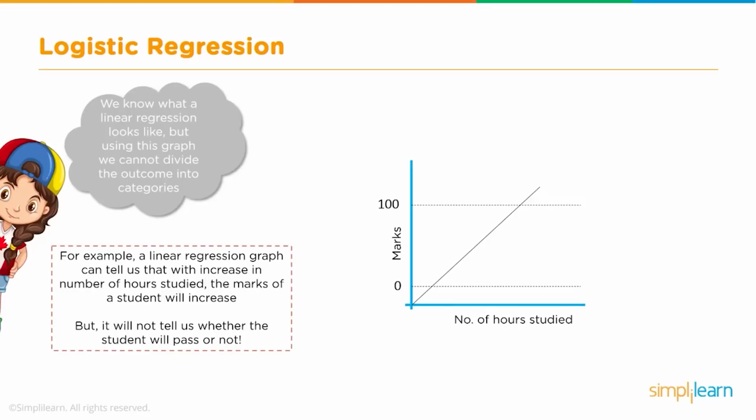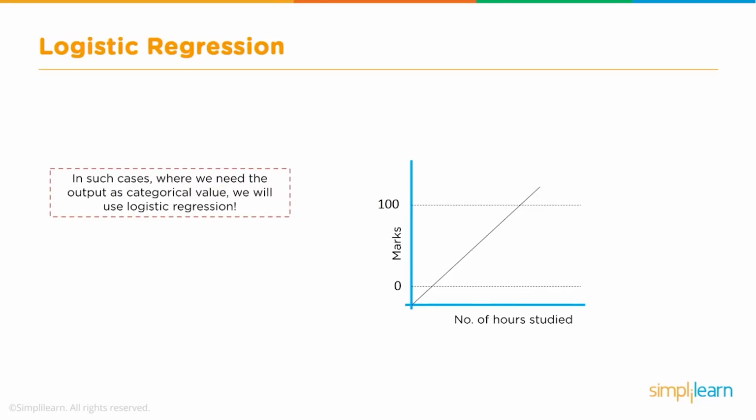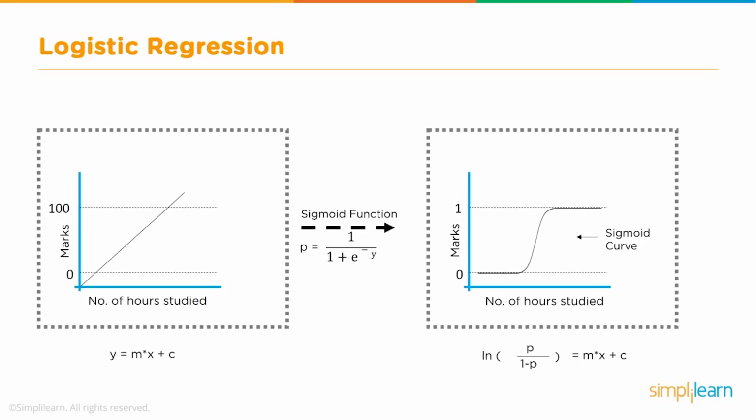For example, a linear regression graph can tell us that with an increase in number of hours studied, the marks of a student will increase, but it will not tell us whether the student will pass or not. In such cases where we need the output as a categorical value, we will use logistic regression. And for that, we're going to use the sigmoid function. So you can see here we have our marks, 0 to 100, and number of hours studied. That's going to be what they're comparing it to in this example. And we usually form a line that says y equals mx plus c. And when we use the sigmoid function, we have p equals 1 over 1 plus e to the minus y. It generates a sigmoid curve.